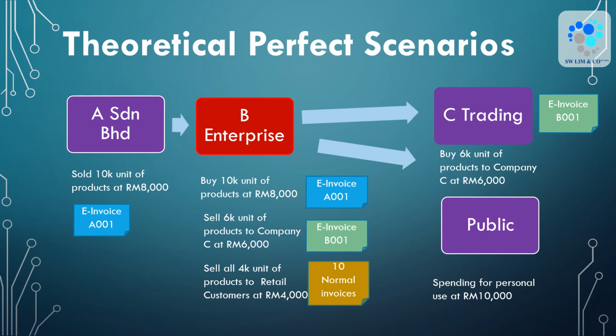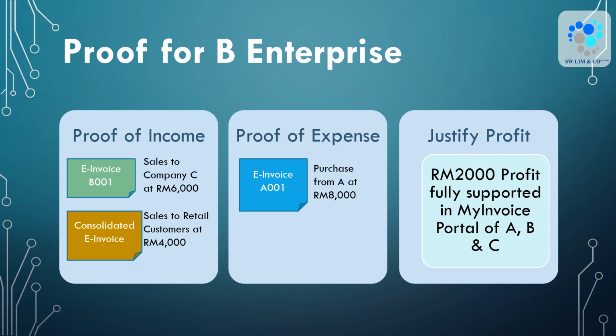B Enterprise issued an e-invoice to C Trading with the number B001. B Enterprise sold the remaining 4,000 units of products to 10 different retail customers at the value of 4,000 ringgit. B Enterprise issued 10 normal invoices because they do not require an e-invoice. For this example, we will focus on B Enterprise. Let's see how e-invoice will be used as proof for B Enterprise.